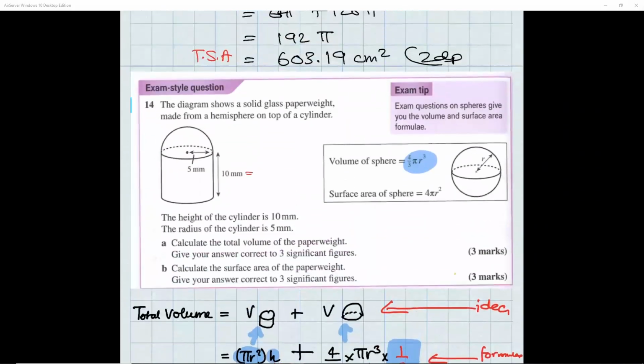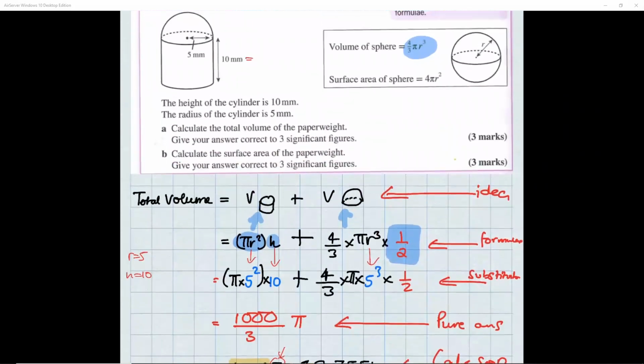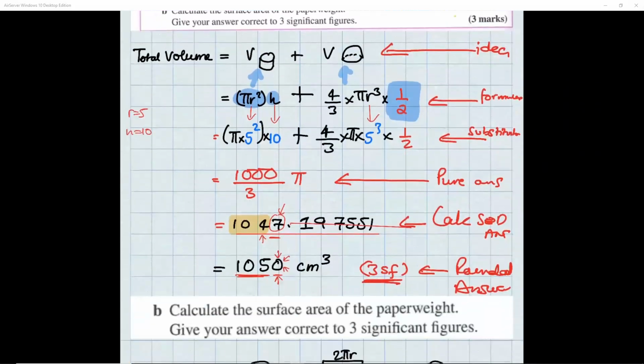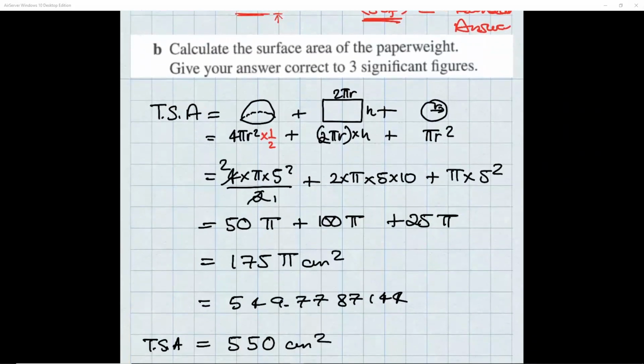Now, if you go back to the diagram, what's the radius? 5. Okay, and what's the height? 10. Okay, so those numbers should be popping up in here now. So let me see where those numbers pop up. I'm trying to do them in a different color. So we have the 5 coming in here, the 5 coming in here, and also the 10 coming in here, and the 5, there you go. There are those values coming in.